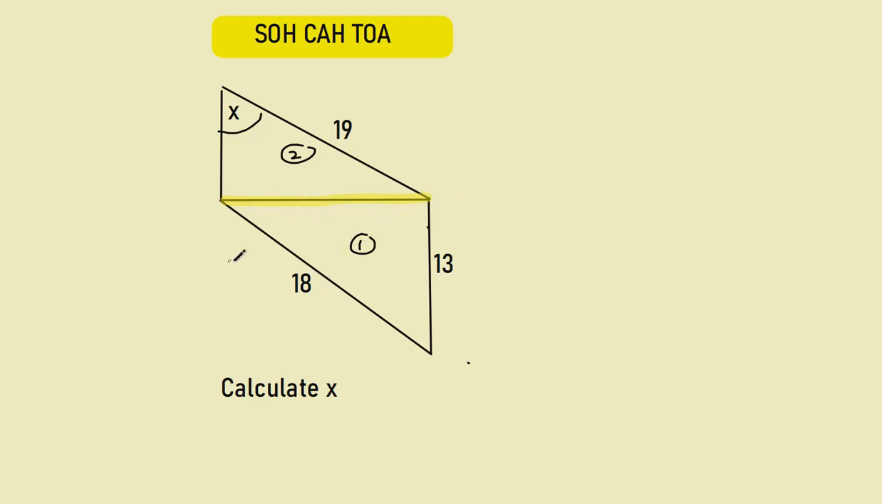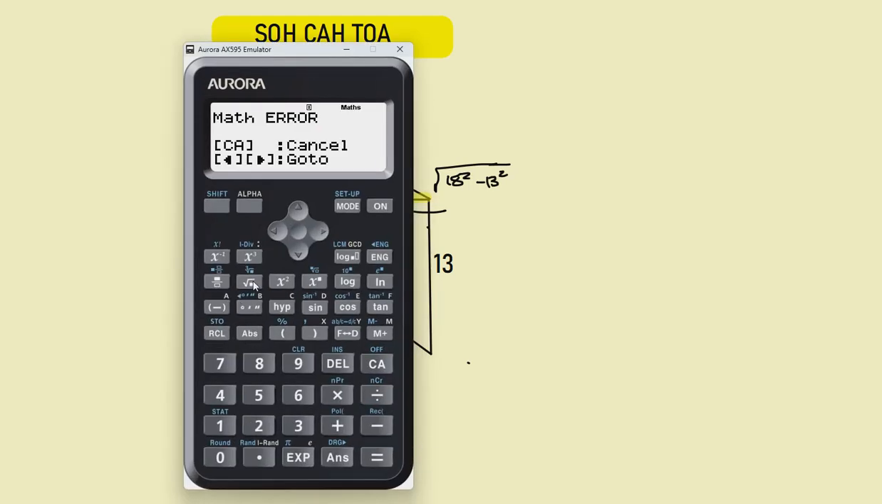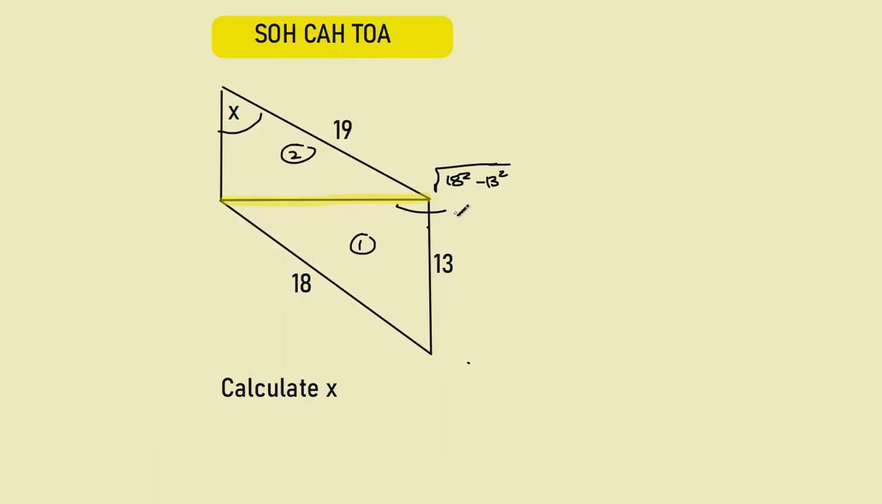Now the first one is a Pythagoras. We've got two sides. We need to find the third. And it's a shorter side we're finding. So we're doing the square root of 18 squared, subtract 13 squared. Okay, so start by finding that one. Square root of 18 squared, subtract the 13 squared, which gives me root 155. I'm going to keep it as root 155 to keep it exact.